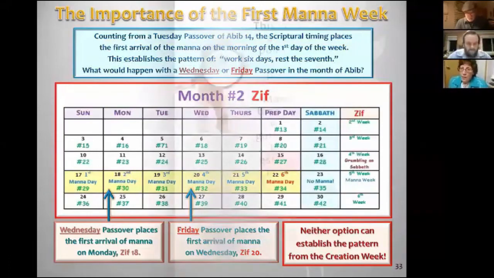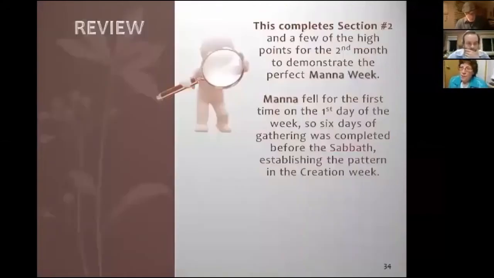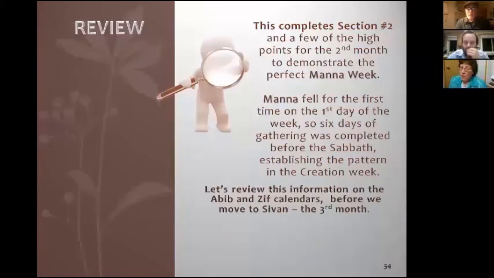So here's a little review, because we're completing section number 2 and a few of the high points for the second month to demonstrate the perfect manna week, not an imperfect or incomplete one. Manna fell for the first time on the first day of the week because there had to be 6 days of gathering completed before the Sabbath, and that establishes your pattern in the creation week. So I'm going to give you a review of this information on the 2 calendars for Abib and Ziph before we move to Sivan, the 3rd month.